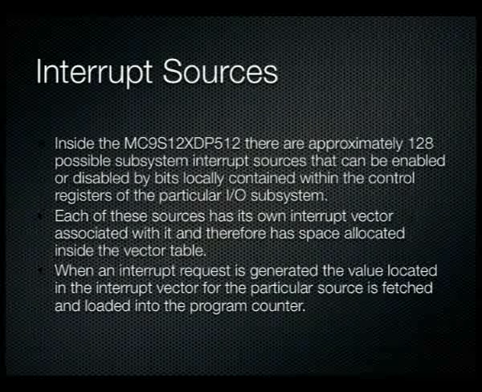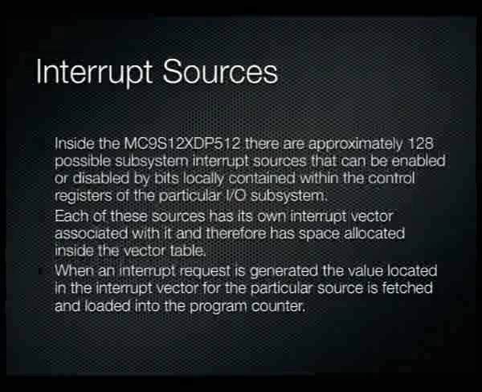Inside our processor, there are approximately 128 possible subsystem interrupt sources that can be enabled or disabled by bits locally contained within the control register of the particular IO subsystem. If you go to the data sheet and have a look at all the possible interrupt sources, you'll see some systems have multiple interrupt sources, and you can configure them inside the control registers for that particular subsystem. Each one of these sources has its own interrupt vector associated with it. So each one of these possible 128 sources has its own location inside that interrupt vector table.